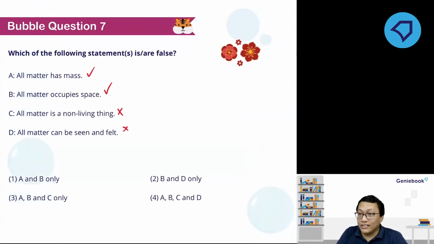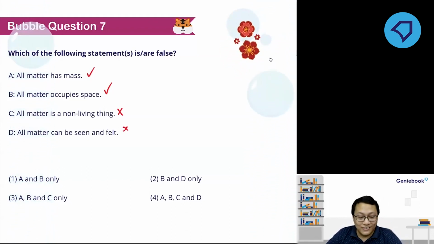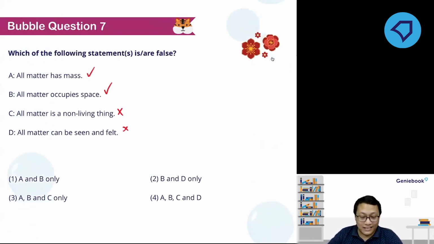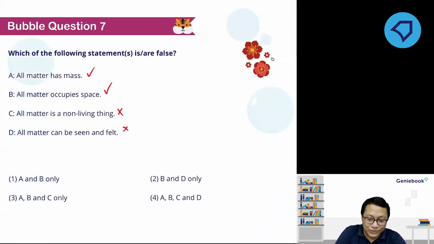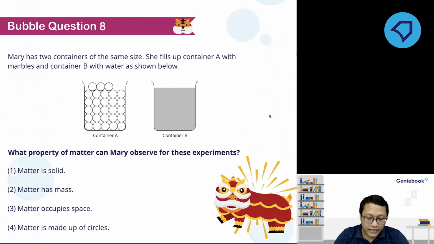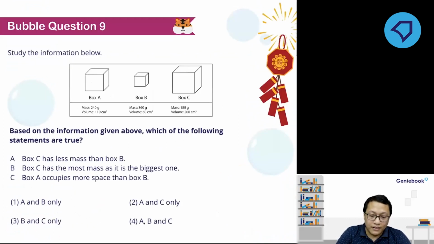This one, okay, so I need to ask Mr. P for this. Why the answer is one? This one should be true, not false. Number eight. Okay, so what property of matter can Mary observe from this experiment? So she fills up container A with marbles and container B with water as shown below. So what property of matter? So there are only two properties of matter, right? Okay, so what is the answer? So the answer is number three, matter occupies space.